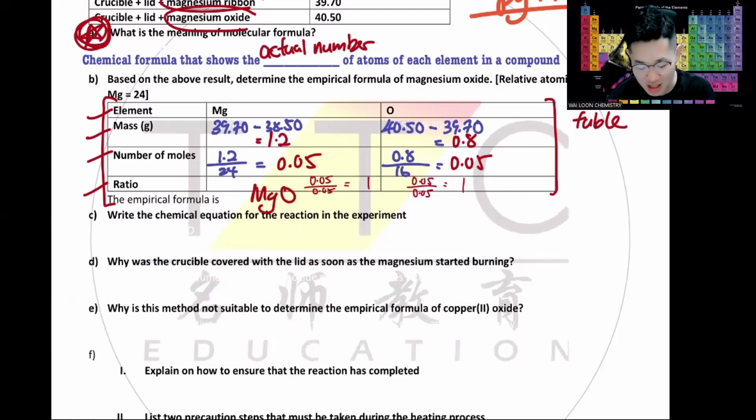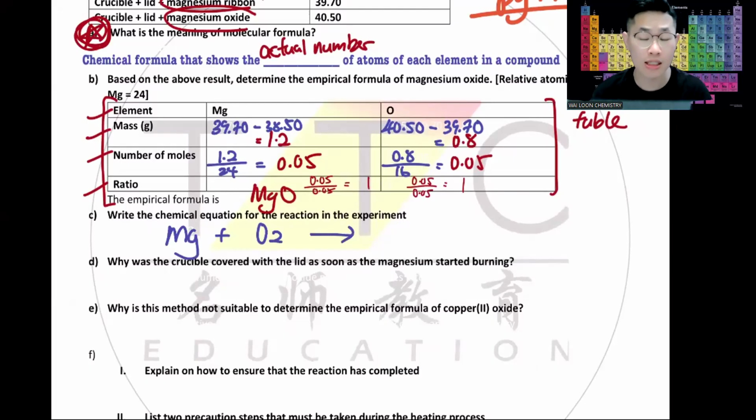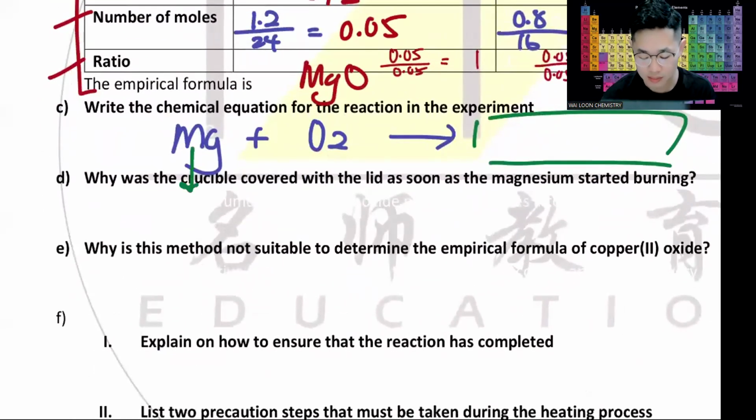Okay, continue with the next one, guys. Write the chemical equation for the reaction in the experiment. This is the experiment where we are reacting magnesium with oxygen. To get the product, we already did this in class this week. Either you memorize it or you can use a shortcut. The shortcut is like this.